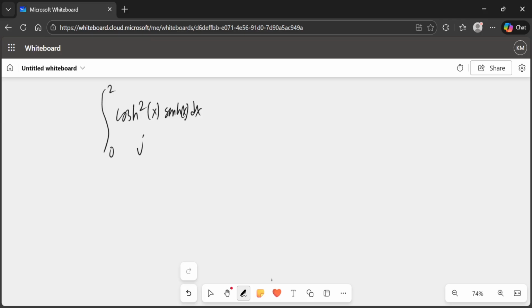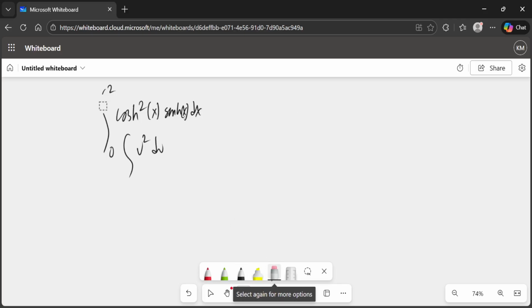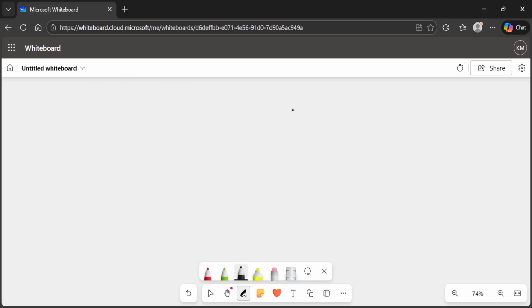This is just u squared du. Do I need to go further? Nope. Yeah, it makes sense. And then when we plug it in, does he want us to simplify super far? Yes.